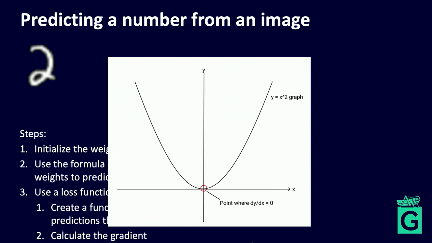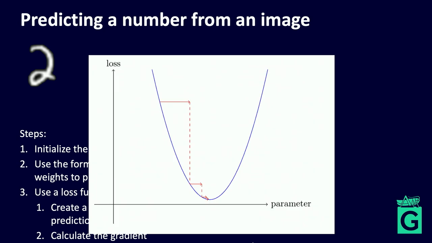This is what we call a quadratic graph, right? Now what's going to happen is we want to get to this point here. This is the point where the minimum loss is. This is the point where the slope is equal to 0. So what do we do? Well, we start over here. Let's modify the weight a little bit, just a little bit.